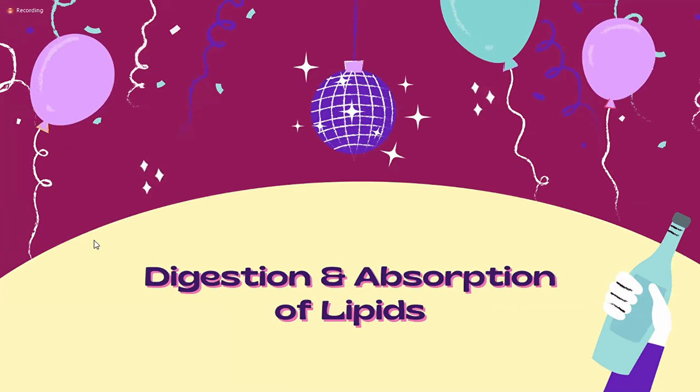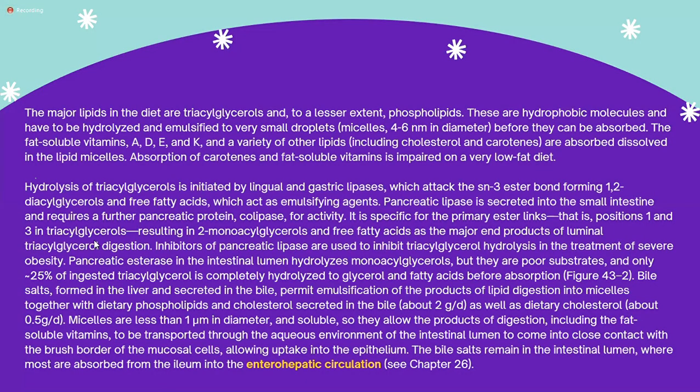All right. So we have it here. Major lipids in the diet are triacylglycerols and, to a lesser extent, phospholipids. They are all hydrophobic compounds and have to be hydrolyzed and emulsified to very small droplets in the form of micelles, which are about 4 to 6 nanometers in diameter, before they can be absorbed. The fat-soluble vitamins like A, D, and K, and a variety of other lipids, including cholesterol and carotenes, are absorbed dissolved in the lipid micelles. Absorption of carotenes and fat-soluble vitamins is impaired on a very low-fat diet.